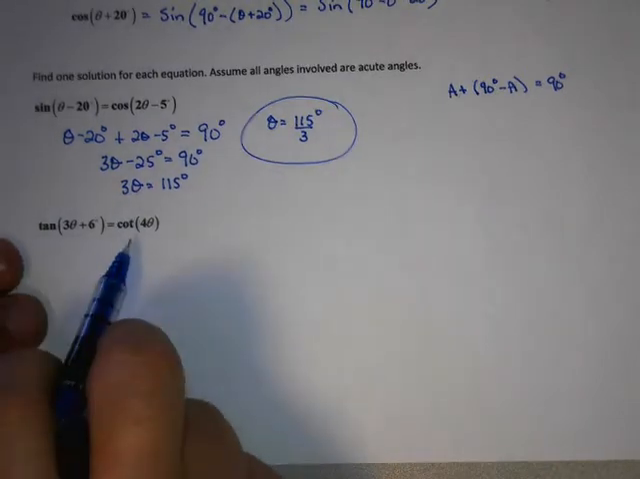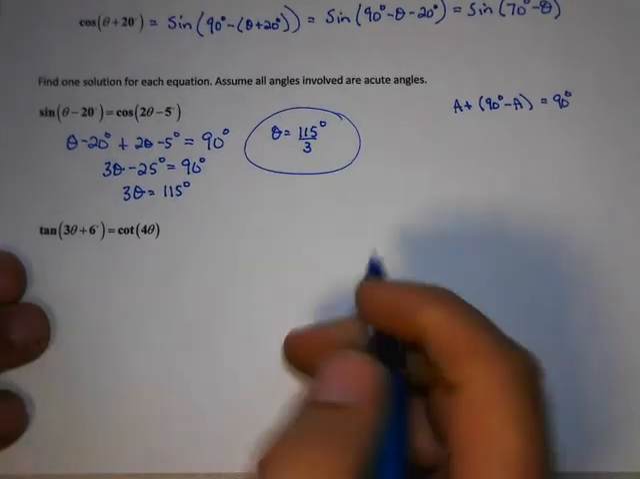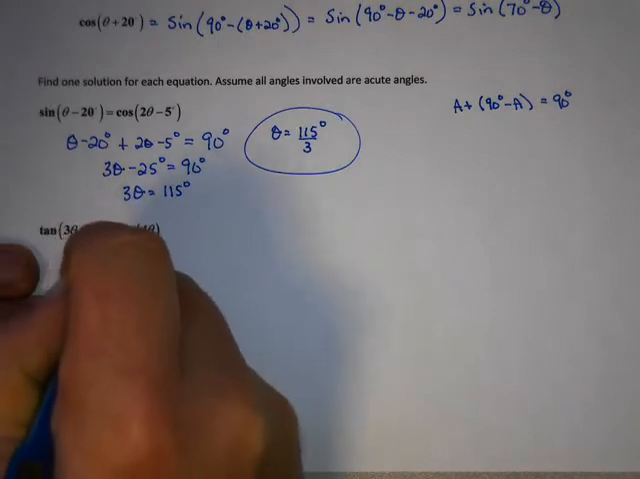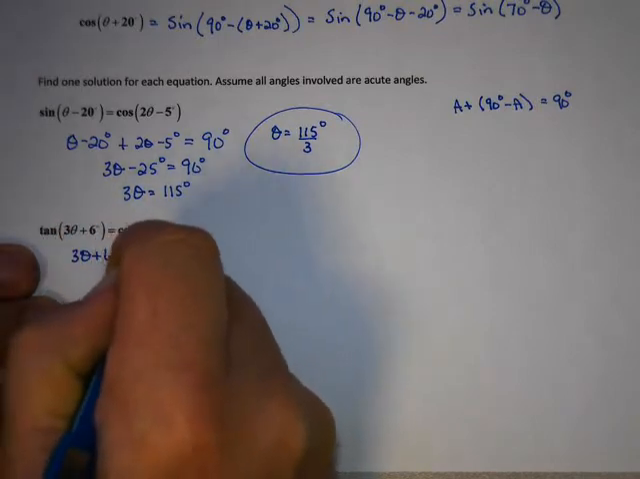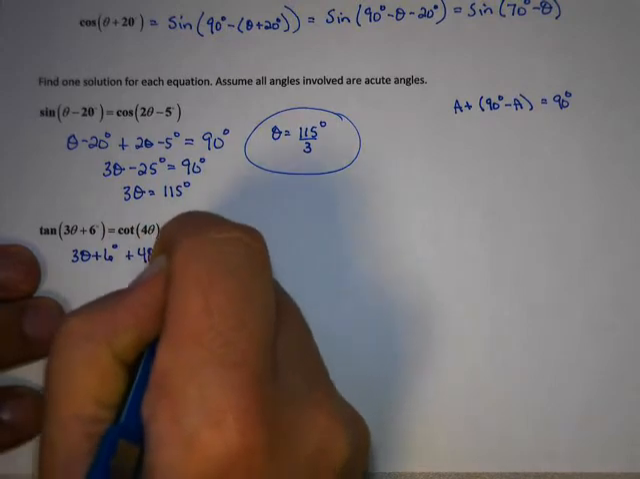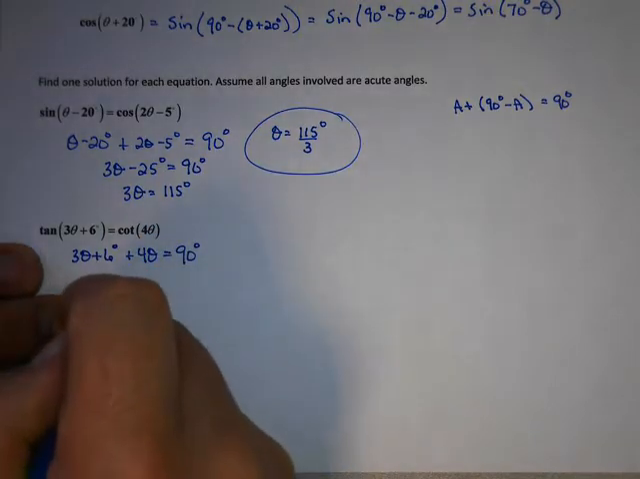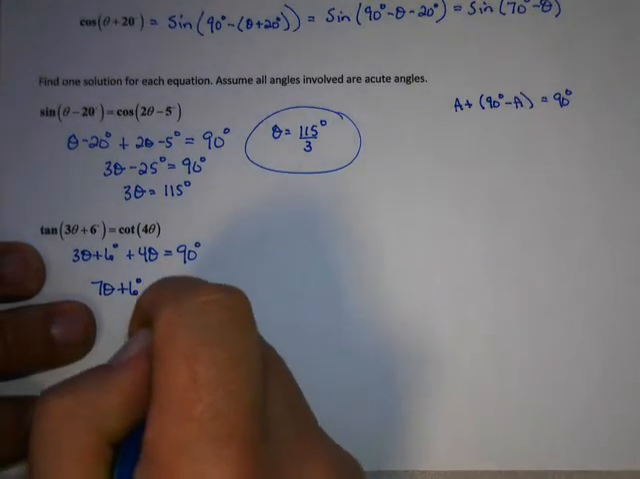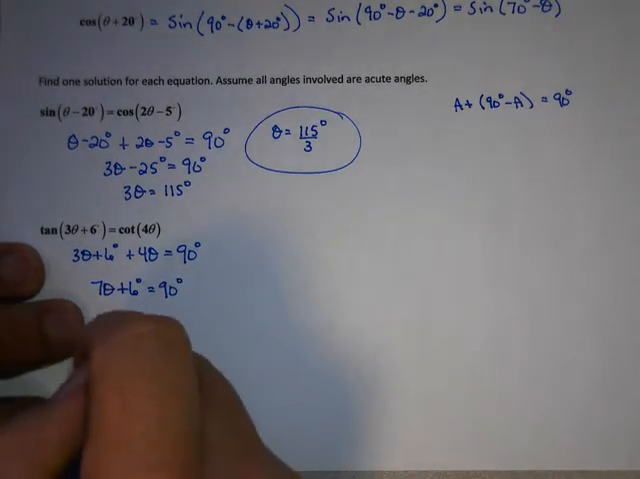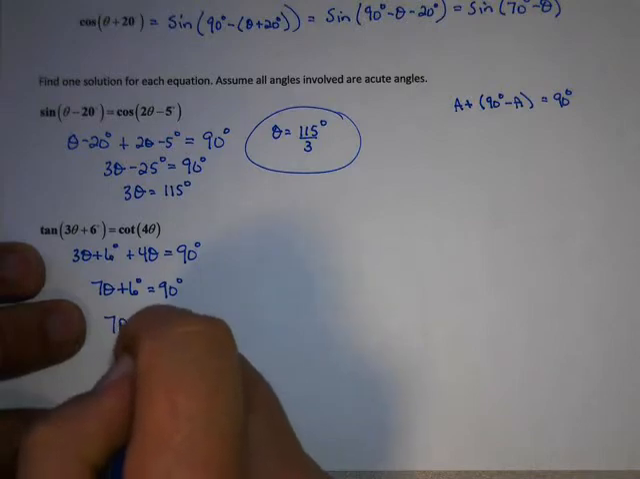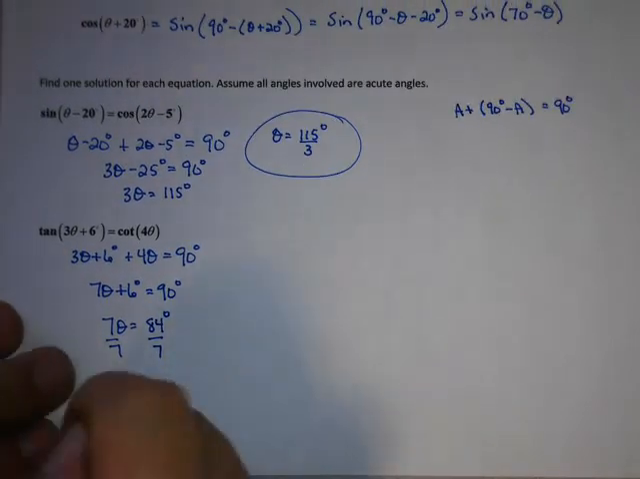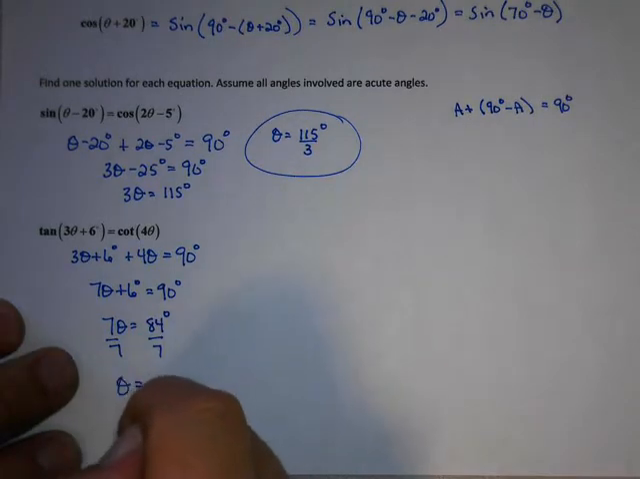Same thing with tangent and cotangent, these are cofunctions. So it's 3 theta plus 6 degrees plus 4 theta equals 90 degrees. So 7 theta plus 6 degrees equals 90 degrees. 7 theta equals 84 degrees. Divide by 7, and theta equals 12.